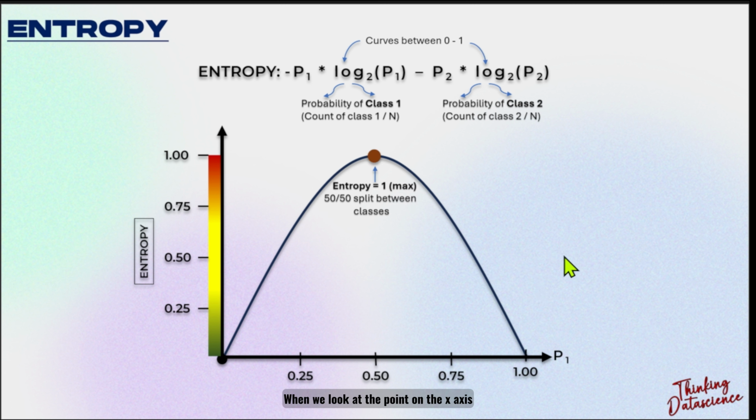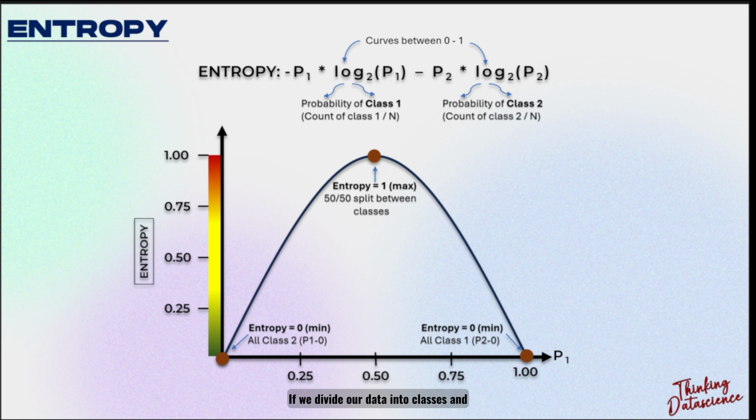When we look at the point on the x-axis at 0.5, we find that the probability of class 1 and class 2 is equal, so that is 50%. This means that the entropy is at its maximum level. Entropy is the measure of uncertainty we have about the classes in the data we are analyzing. When the classes are equally split, that is 50-50, it results in maximum uncertainty or maximum entropy of 1.